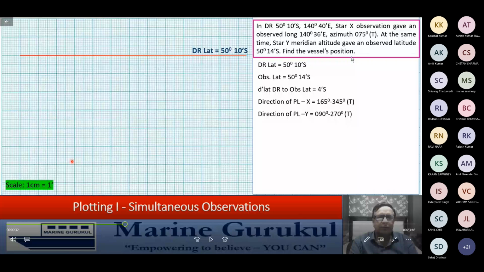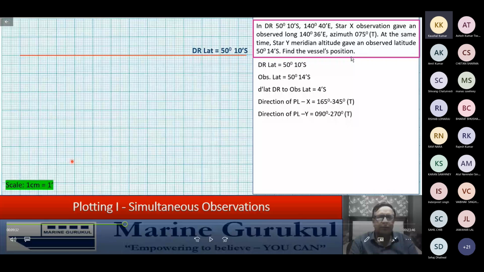Like somebody could have marked this DR lat 50 10 towards the bottom of the diagram also. But if you mark it toward the bottom, it is possible that the final plot may not come on your answer sheet. So it is always better to make a small rough diagram on the side. It will immediately give you an idea whether this latitude should be plotted on top of the sheet or at the bottom of the sheet. So once it is done, then you can go ahead.